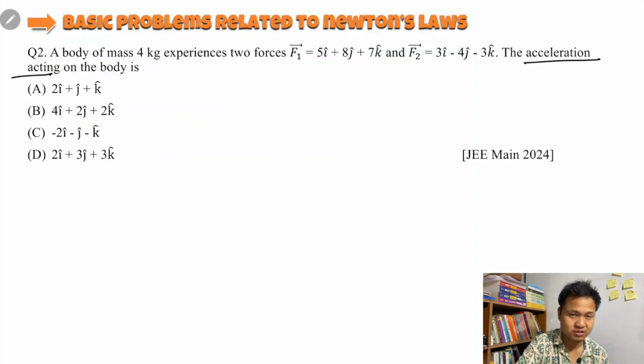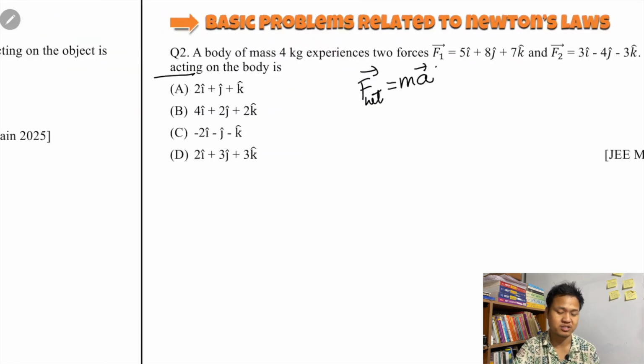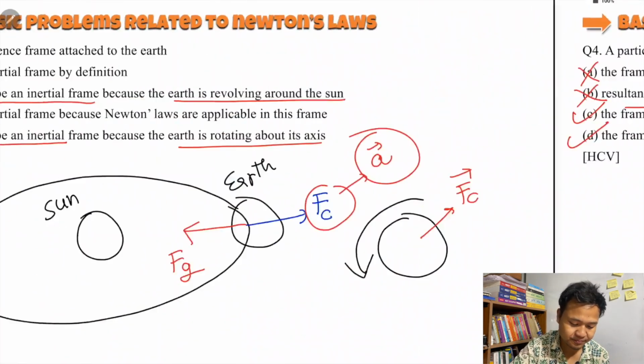Newton's second law formula is F equals ma. So what is this F? This F is the net force. Theory: F is the net force, so the sum of all the forces, the vector sum of all the forces. See, I'll just show you again.